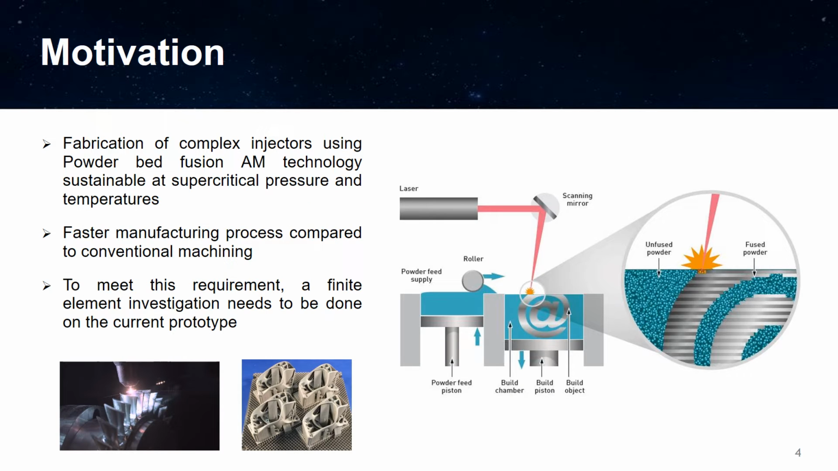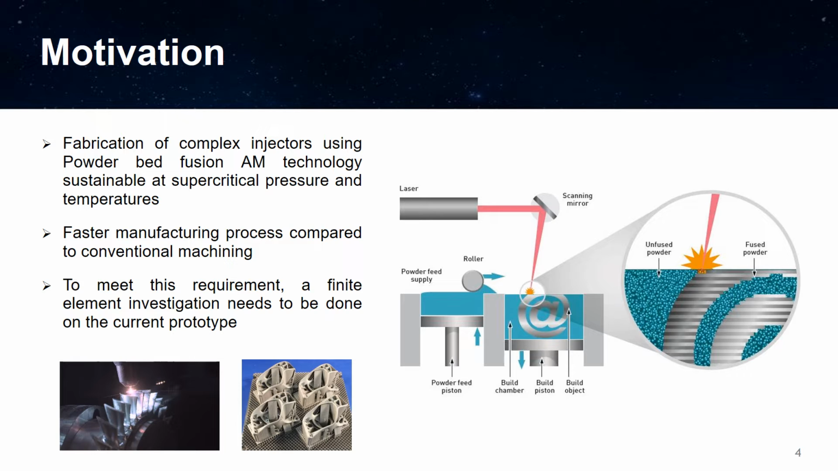The motivation behind this work was that when you're additively manufacturing a part, you can make a part really fast compared to conventional machining. It takes around 2 days to manufacture an injector using powder bed fusion technology, whereas for an injector by machining it'll take you around 2 to 3 weeks, even months. Also, you cannot make a very complex injector due to the constraints of the machining process.